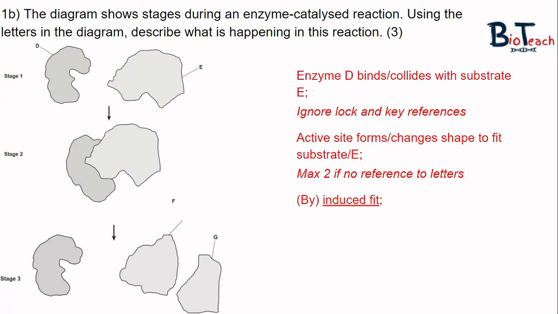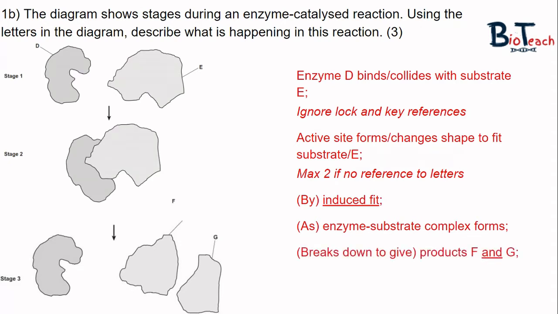If you don't make any reference to the letters, then the maximum number of marks that you could get in this particular question is 2. So that's something to be aware of. And then for the last mark, or any other points you might talk about, you could mention an enzyme-substrate complex forming and then say that the products are F and G, the 2 separate shapes that it's given you. And the last point you could say is that the enzyme remains unchanged at the end. We already know that as part of enzyme-catalysed reactions.